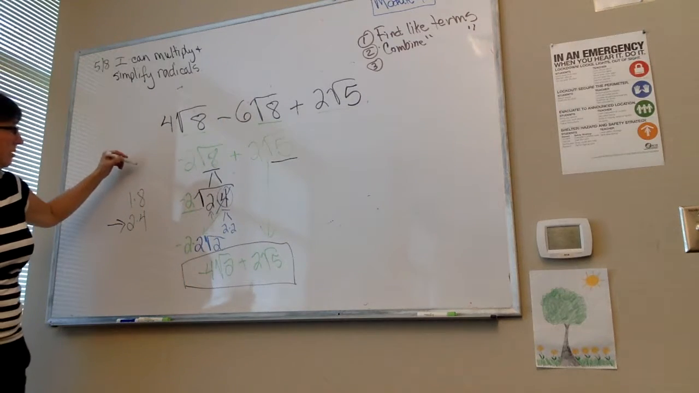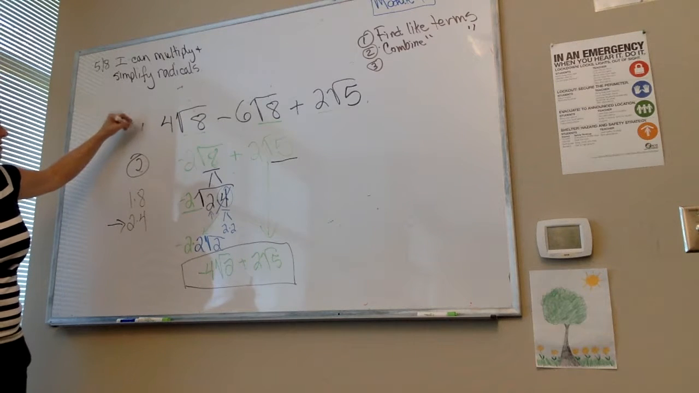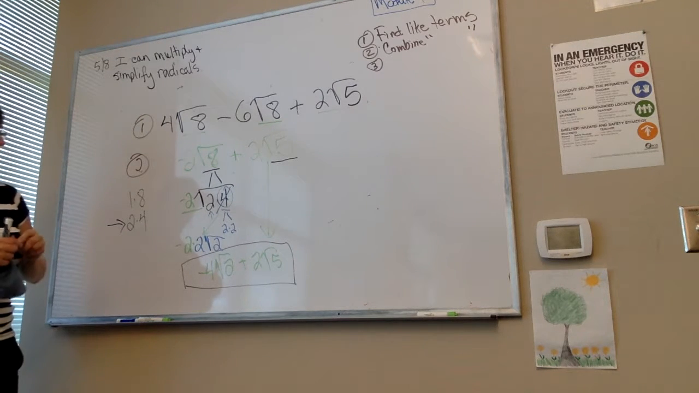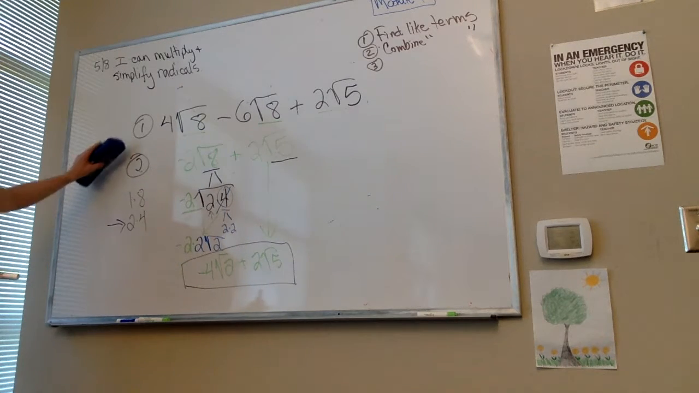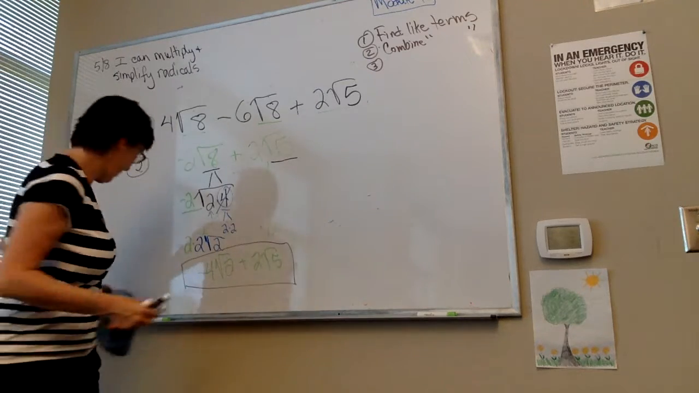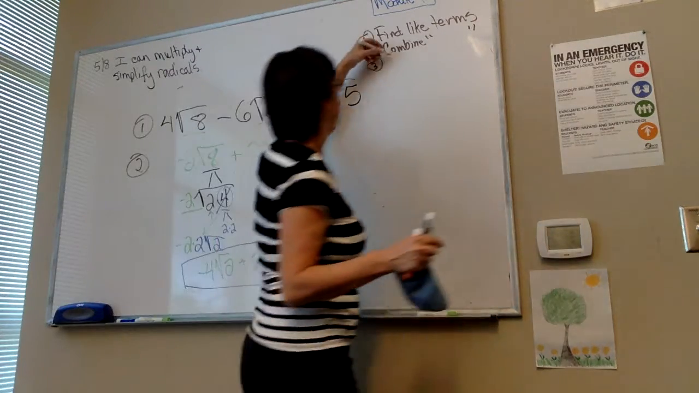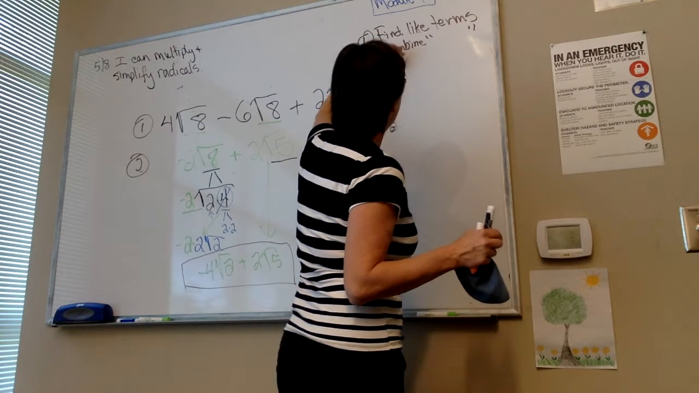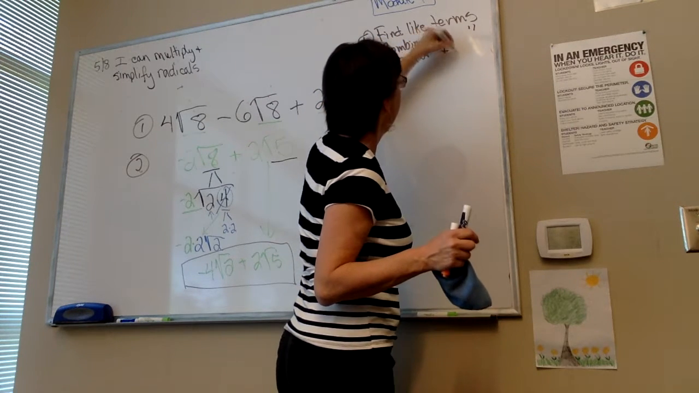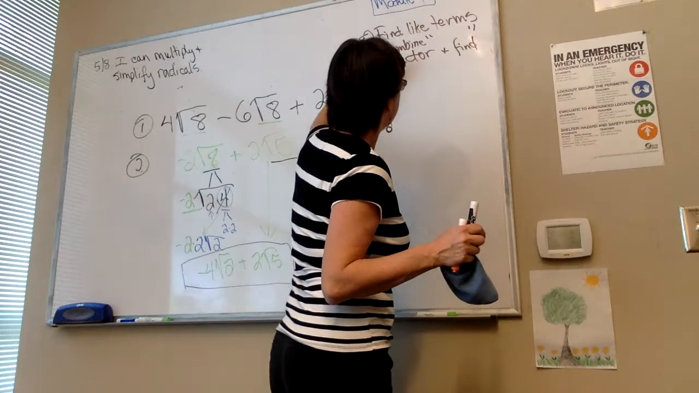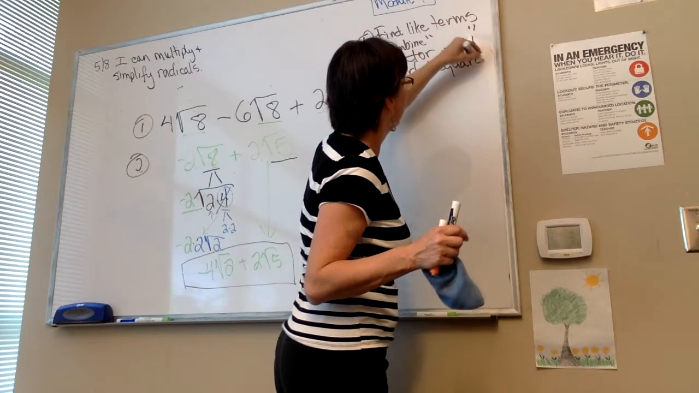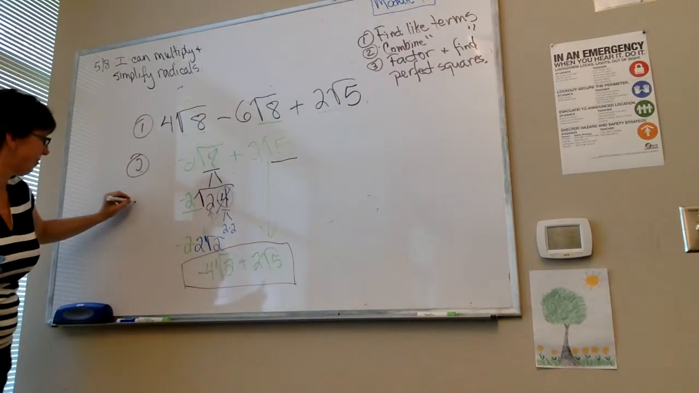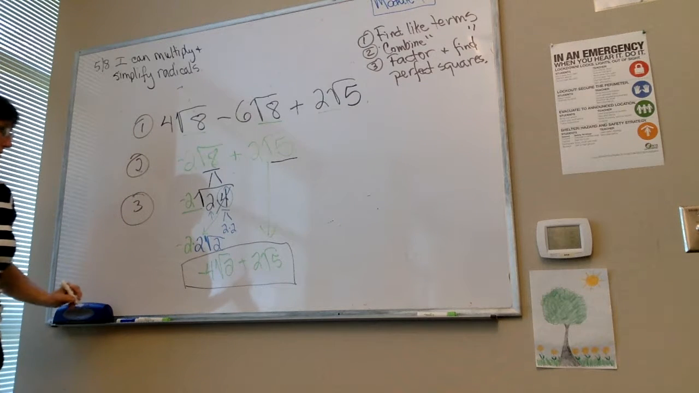Then what did we do? So right here, this is where we did number 2. This is number 1. We factor and find perfect squares. So that's this part.